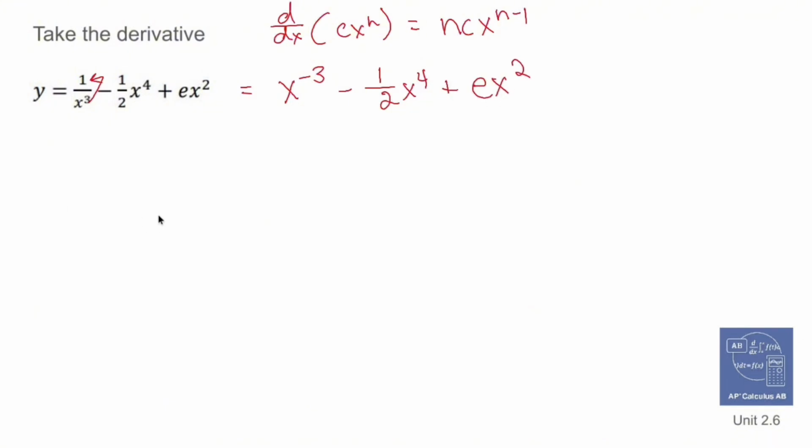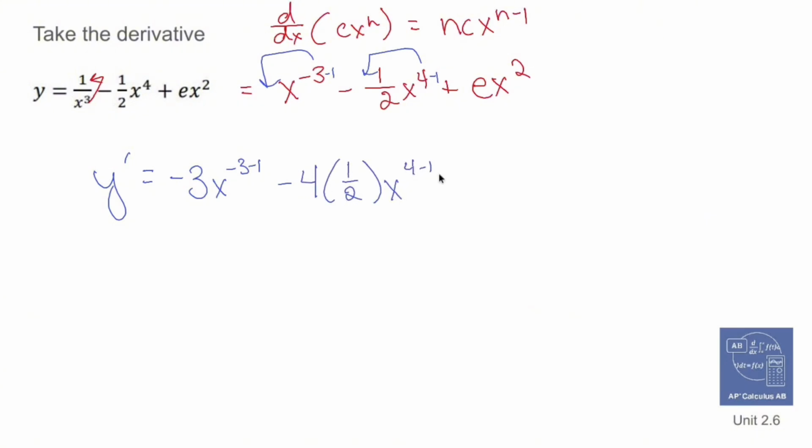Now, the derivative is going to be y prime, or you can call it dy dx. We're going to bring that negative 3 down and then subtract. So that's going to be negative 3x to the negative 3 minus 1. Minus, let's bring that 4 down and then subtract. So 4 times 1/2 x to the 4 minus 1. Let's bring that 2 down and subtract. So plus 2e to the x, or ex to the 2 minus 1.